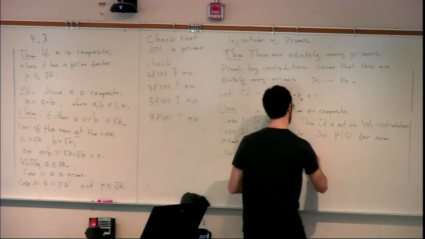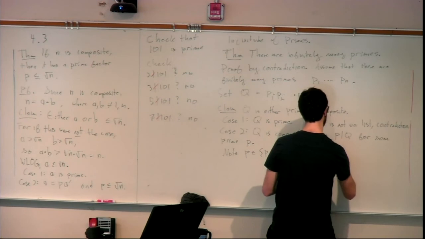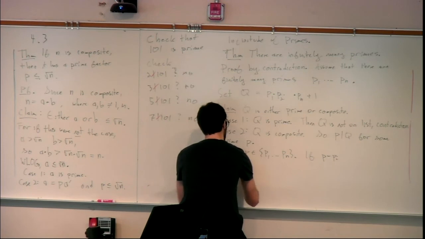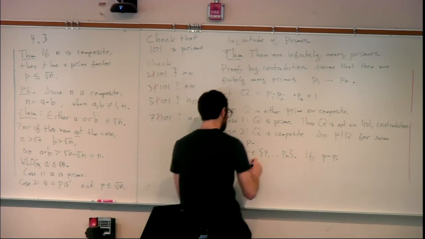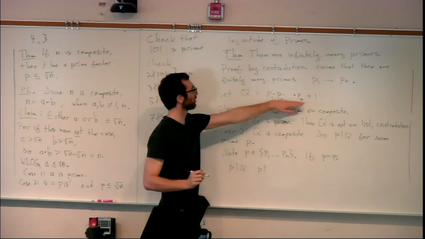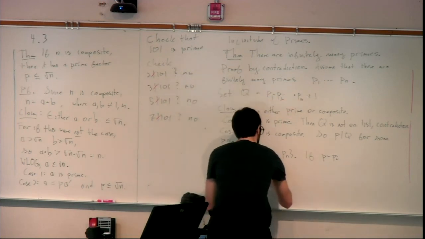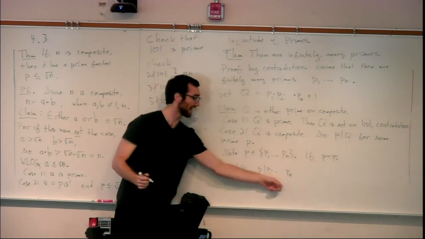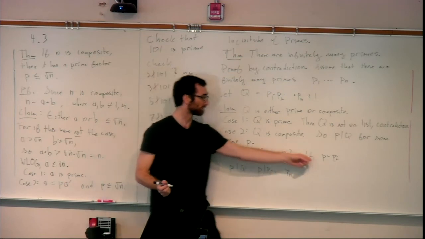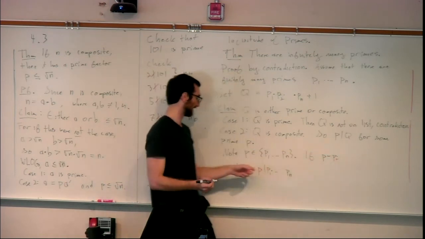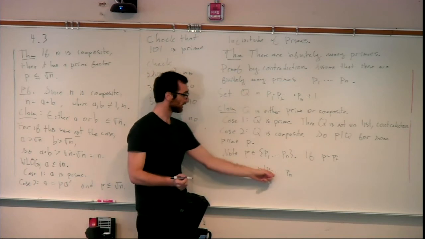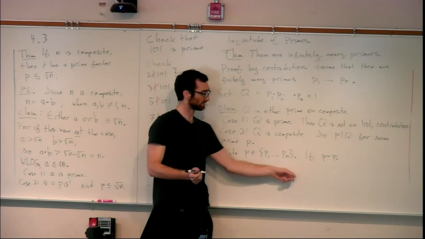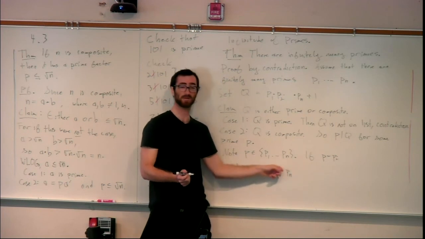If P is equal to Pi, that means if P is already on our list, then P divides Q, but P also divides this product of primes, P1 times all the way up to Pn, right? Because it is one of the factors. If P is equal to P10, then by assumption, P divides Q, but P also divides P1 times P3 times whatever times P10 times all the way up to Pn, because it literally appears in the multiplication.